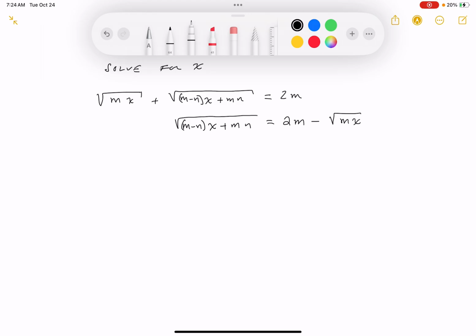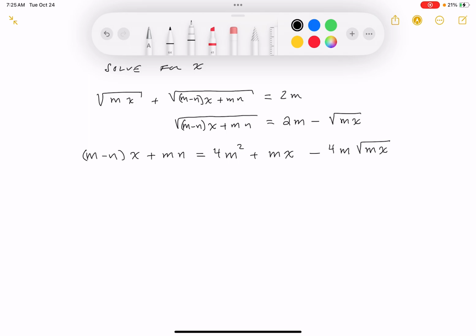What I want to do now is square both sides. And what would you get? You'd get m minus n x plus mn equals, well, squaring the right side is more difficult. I would get 4m squared plus mx minus, let's see, you'd get 4m root mx, all right? And what I'm going to do now is, certainly I got one root, I got to get rid of that. I got to isolate that now.